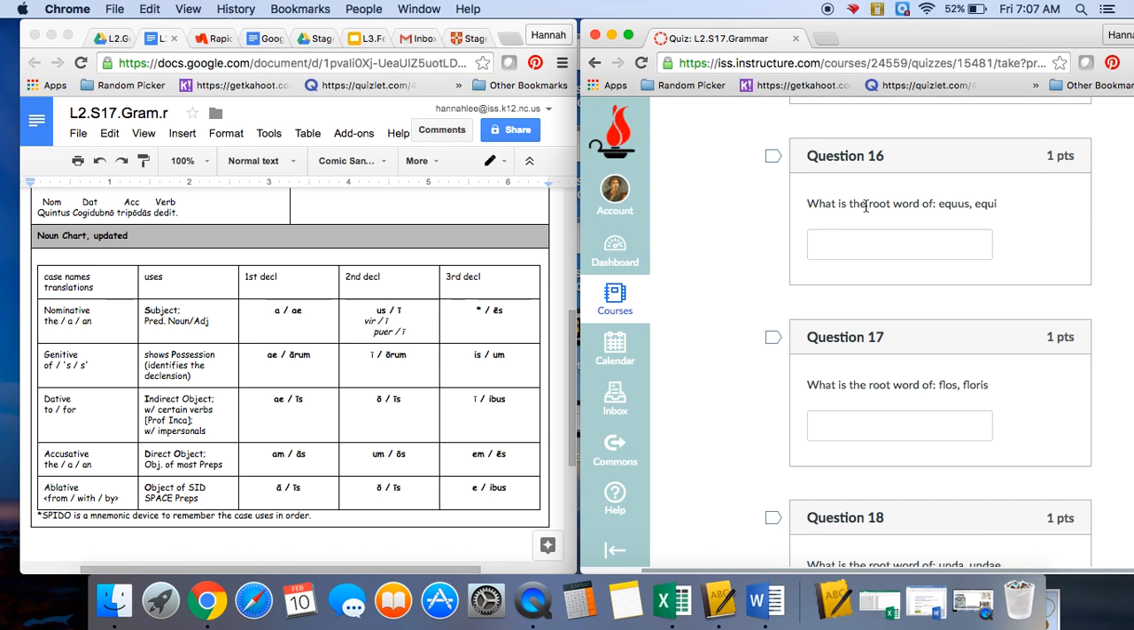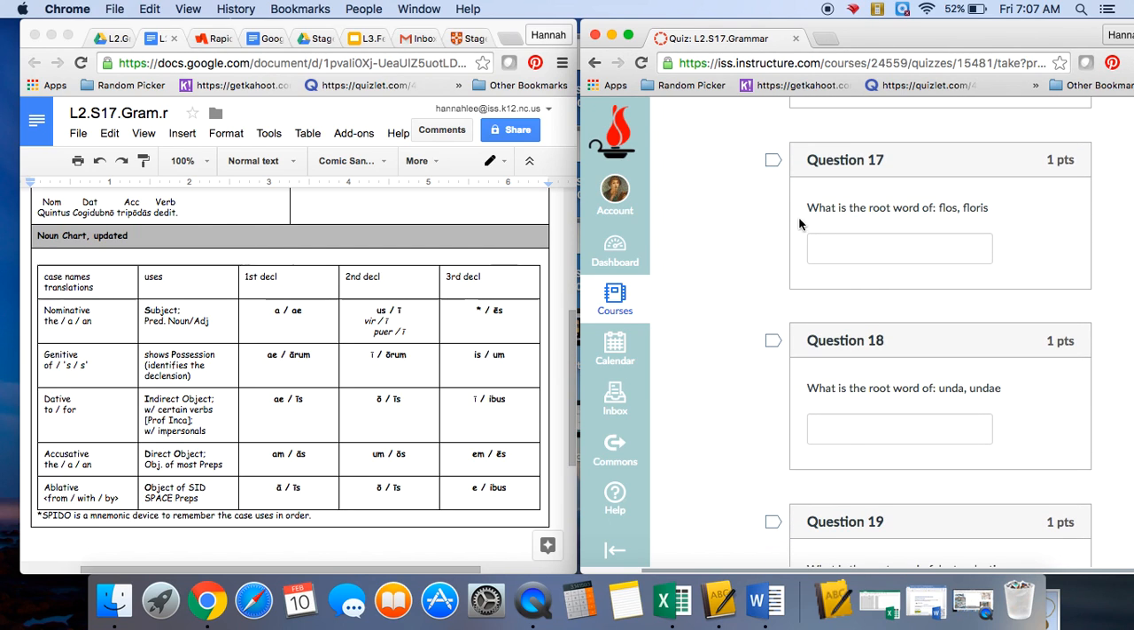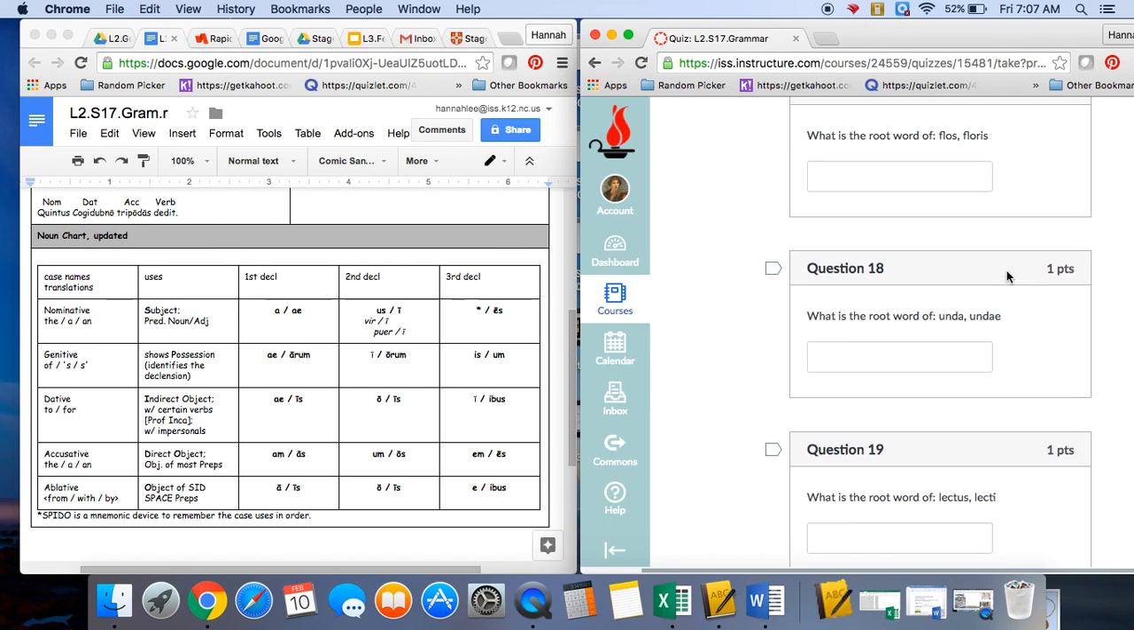Number 16, we're trying to find the root word of equus. You don't use the first spelling. You go to the second spelling, take off the ending. E-Q-U-I has the ending of I. E-Q-U becomes the root word. Number 17, what is the root word of flos? You don't use flos. You go straight to floris and take off the ending. The ending is I-S. So F-L-O-R becomes the root word.